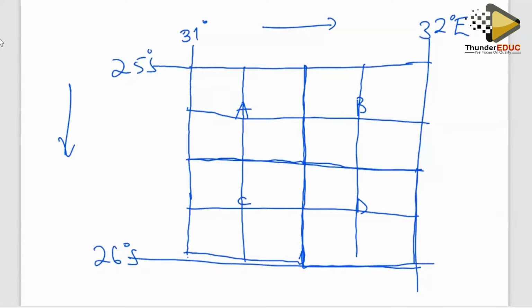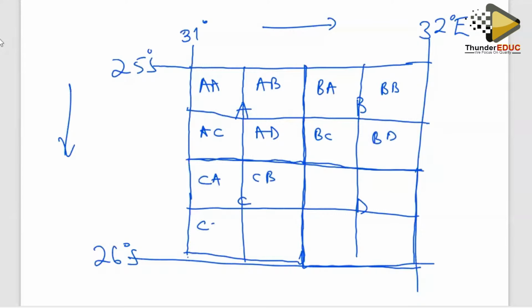When we're naming these, we start with the main letter, then we also use the same alphabet. So this becomes AA, this becomes AB, this becomes AC, this becomes AD. This becomes BA, this becomes BB, this becomes BC, and this is BD. This is CA, this is CB, this is CC, this is CD. This is DA, this is DB, this is DC, and this is DD.